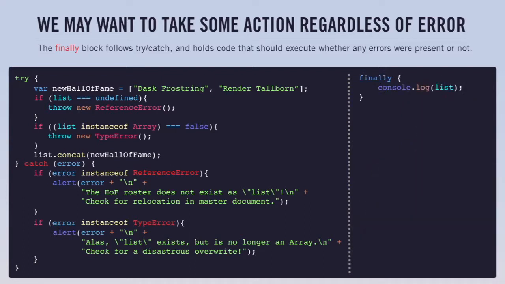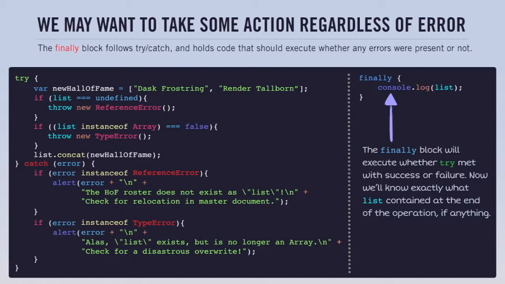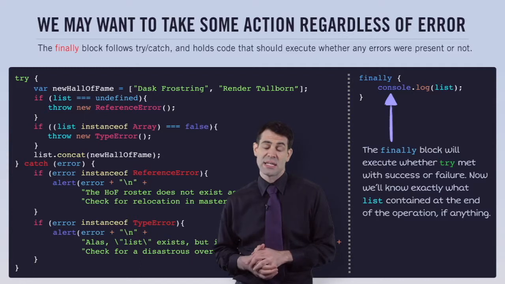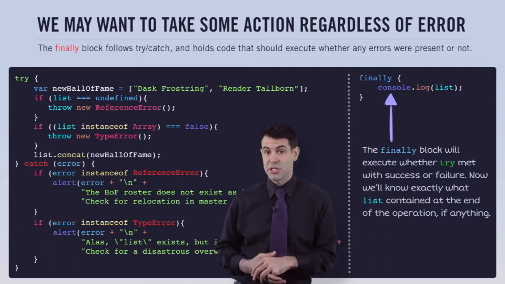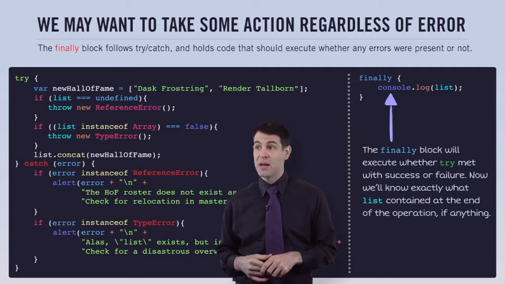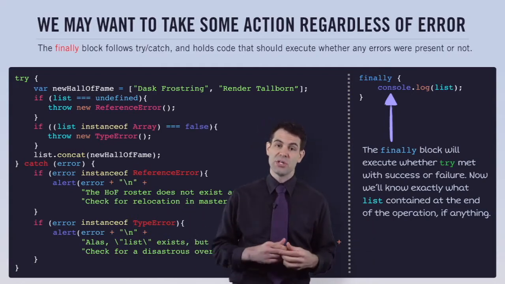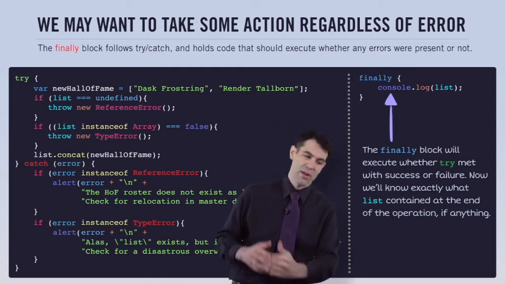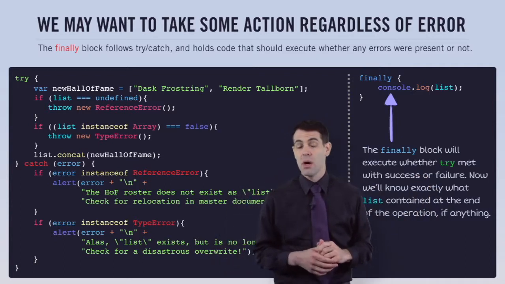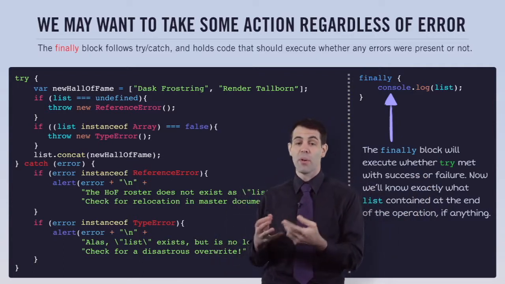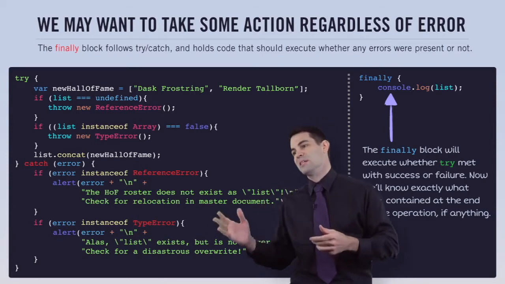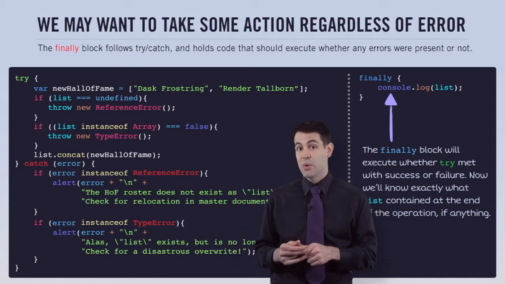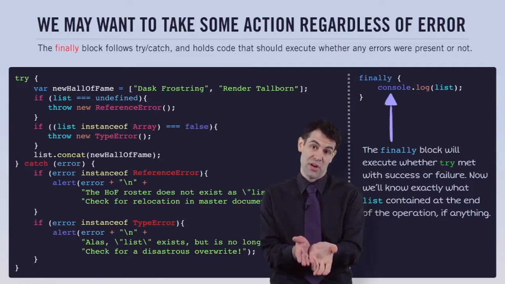So here you can see our finally block, which has got a console.log on the list in it, and that's going to execute whether try meets with success or failure. This is important because now we will know what list contained at the end of this execution. It may have been that we get all of the new guys added to the list, no problem, and this log will log out every last member of the Hall of Fame. Or we could get undefined if there is an error. Or we could get a string if it was a string. Or we could get that crazy number 12. But the point is that we are able to see what happened to the list variable, if anything.